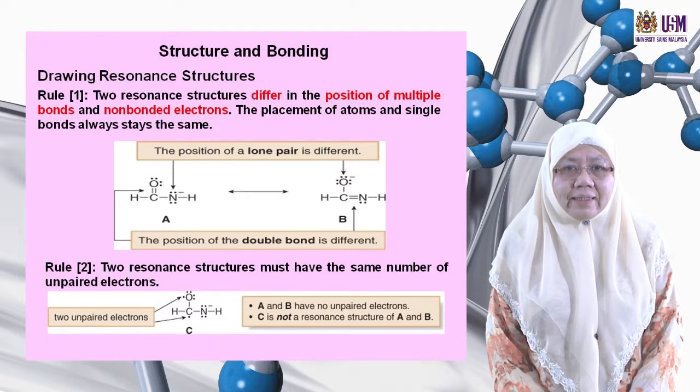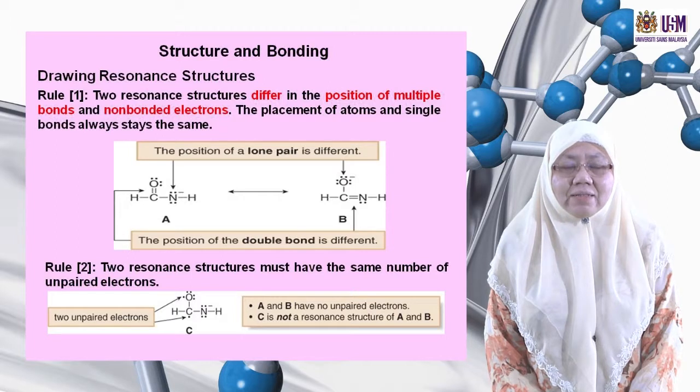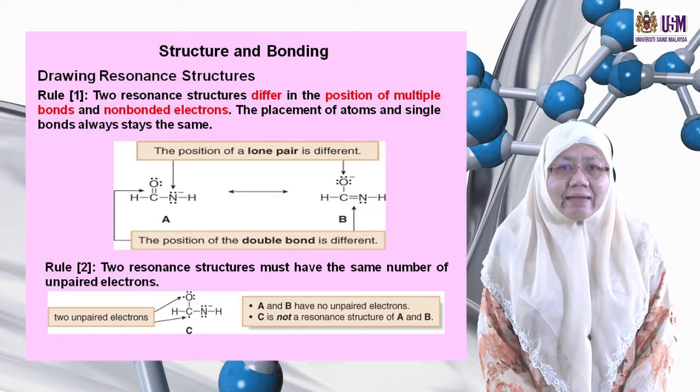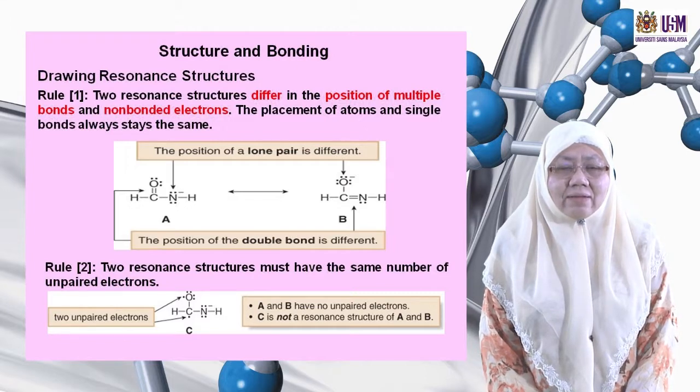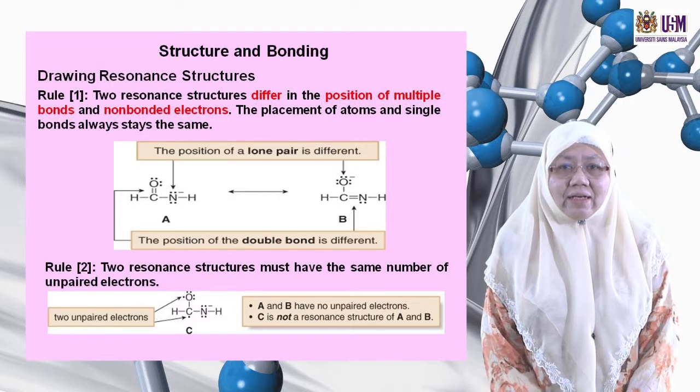bond in B. In A, the double bond is between carbon and oxygen, but in B, the double bond is between carbon and nitrogen. In A, the position of the lone pair is on the nitrogen atom, but in B, the position of the lone pair is on the oxygen atom.